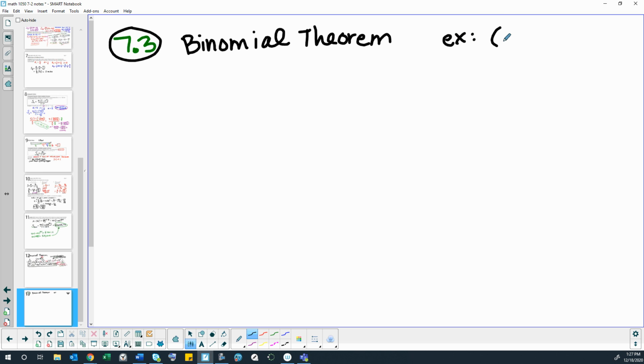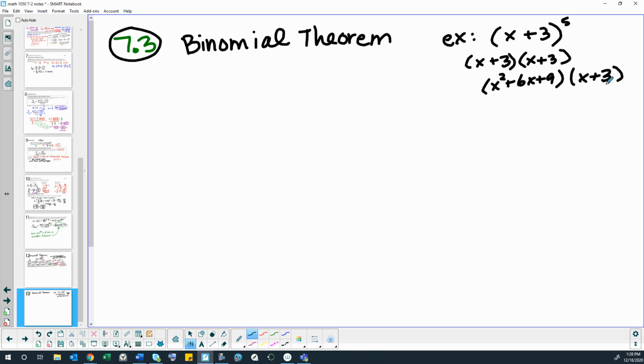So to show you, I'm just going to use an example. Let's say, for example, we have x plus 3 and we need to multiply that together 5 times. If we actually did that, we would start by multiplying x plus 3 times x plus 3, which would give us x squared plus 6x plus 9. But then we would need to multiply x plus 3 again, which would give us x cubed plus 6x squared plus 9x plus 3x squared plus 3 times 6 is 18x plus 27.